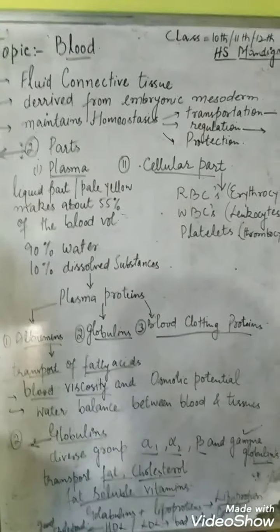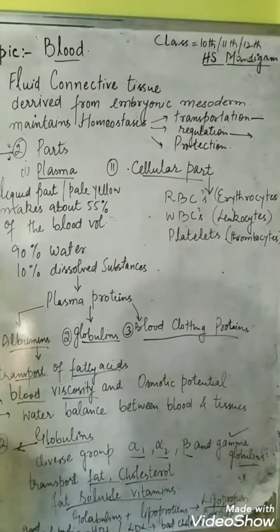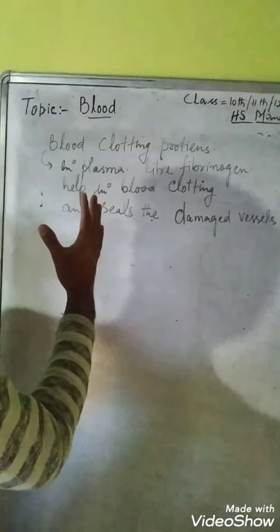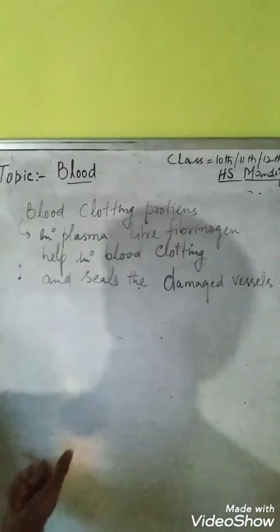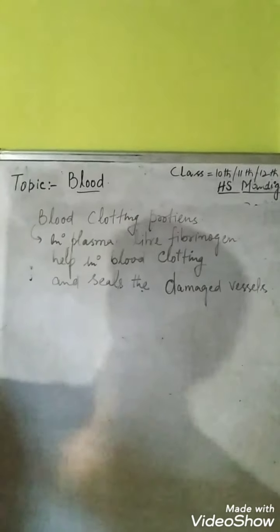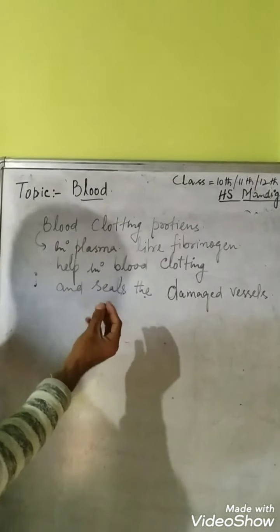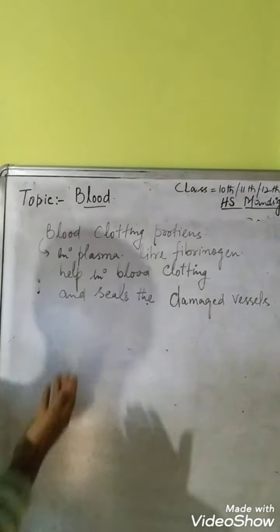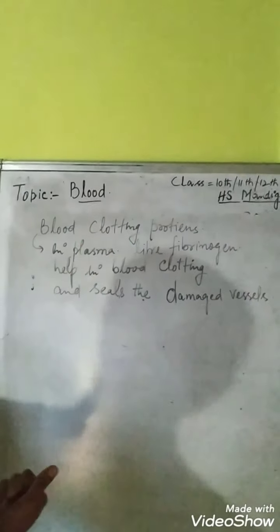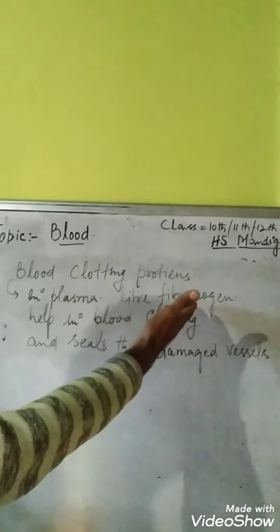So this was all about the plasma part or the liquid part. As I have already told you about the albumins and the globulins, then there is the third important component which is present in the plasma of our blood. They are the blood clotting proteins, which are present in the plasma, like fibrinogen.